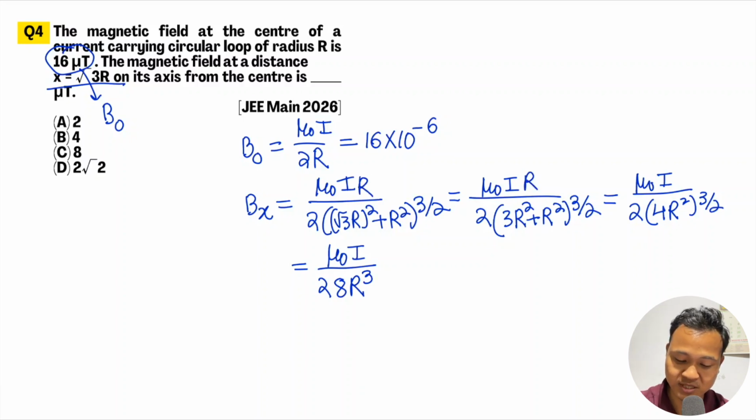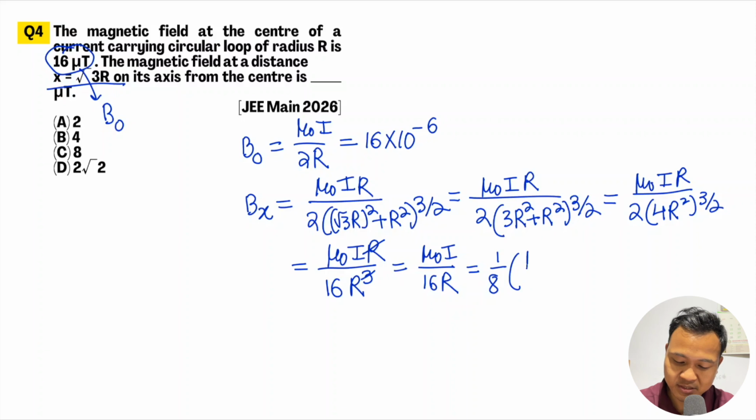Okay, that's r on the line. So r gets cancelled out. You have r square, 2 into h is 16. So you have mu naught into I divided by 16 into r. I can do something like this: 1 by 8 into mu naught into I divided by 2 into r. This value I have here, I can put it here.